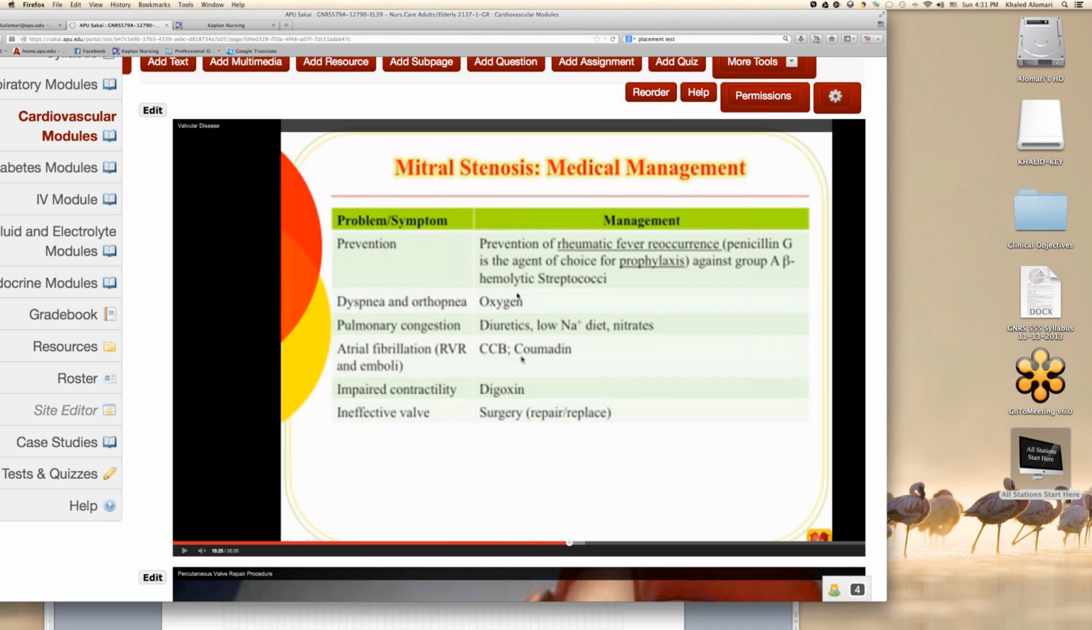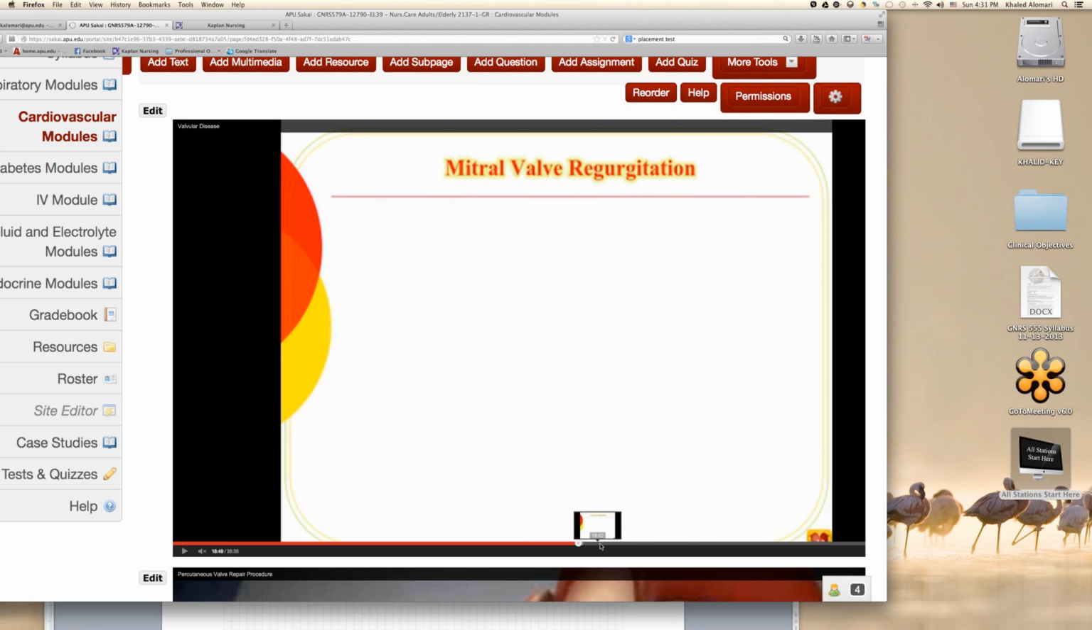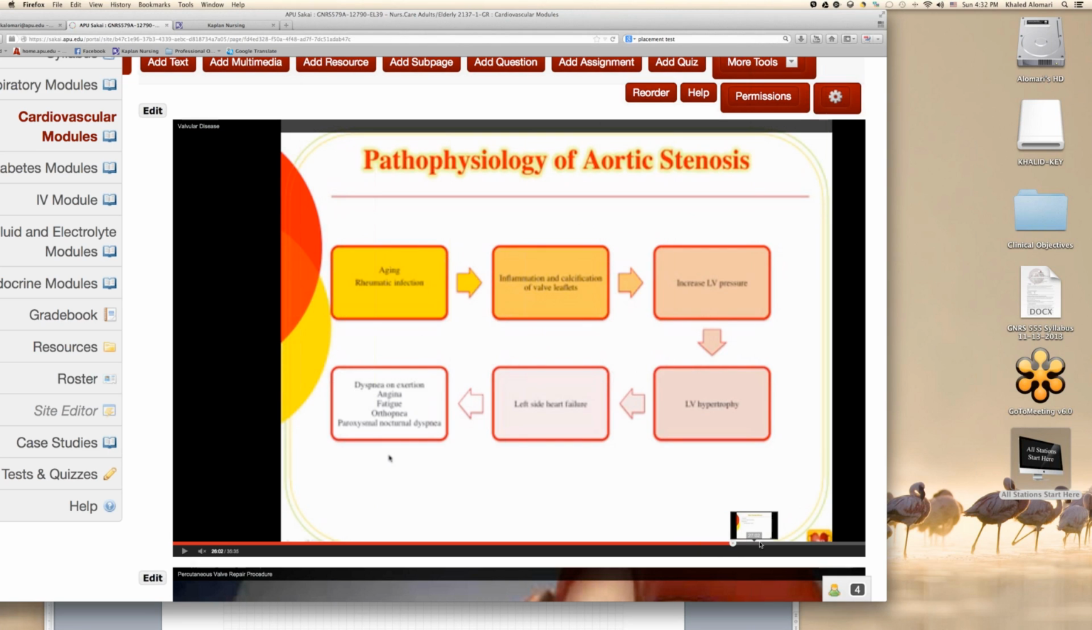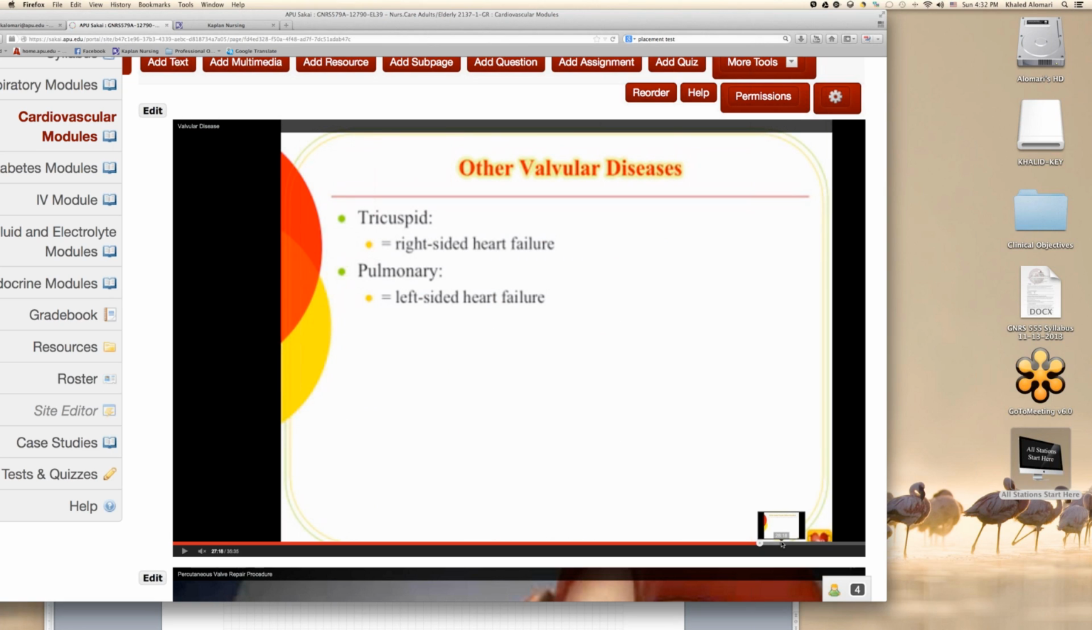Okay, so again, just like heart failure management: oxygen, diuretics, low sodium, nitrates for chest pain, calcium channel blockers. If there's atrial fibrillation, that's the care management: prevention of emboli using Coumadin, for weak contractility, digoxin, and if all that fails, then we have to do the surgery. Again, they all just follow one template. You'll find them all pretty much the same. The major difference between them will be the location of the murmur.